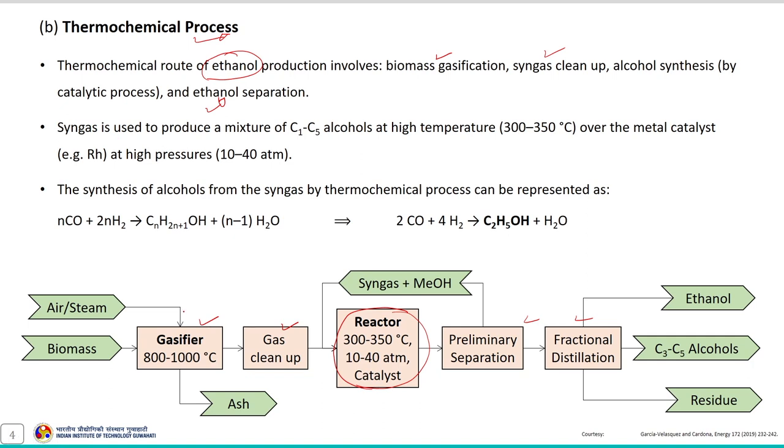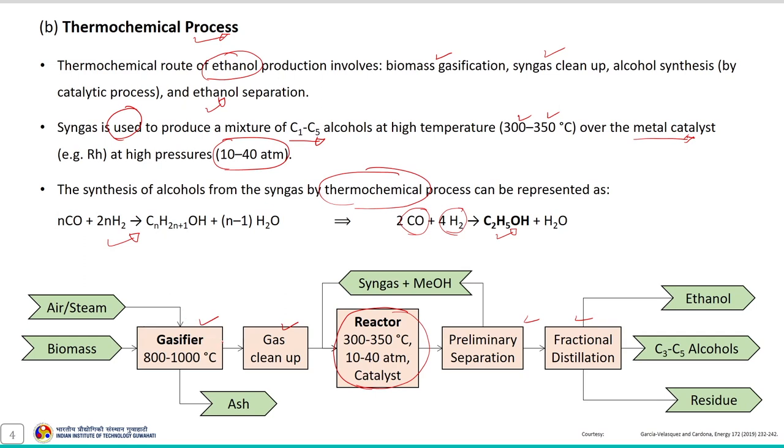The syngas produced from the gasifier is used to produce a mixture of C1 to C5 alcohols at a temperature of 300 to 350 degrees Celsius over a metal catalyst, and the pressure is around 10 to 40 atmospheric pressure. The synthesis of alcohol from the syngas by thermochemical process is represented using this reaction scheme, and in the form of carbon monoxide and hydrogen, it is represented here, which gives ethanol as a product.